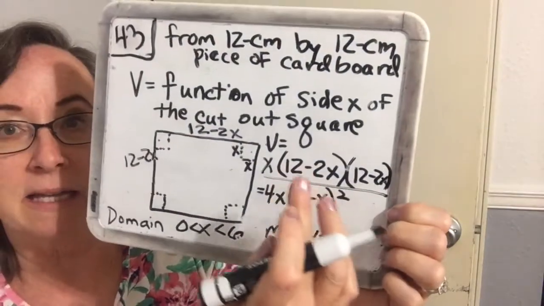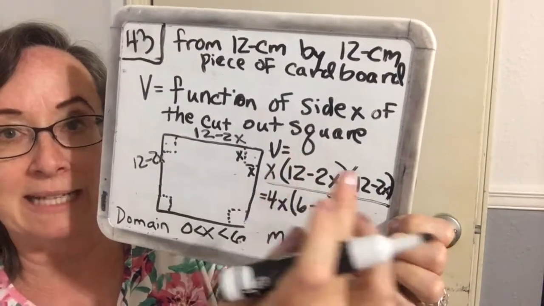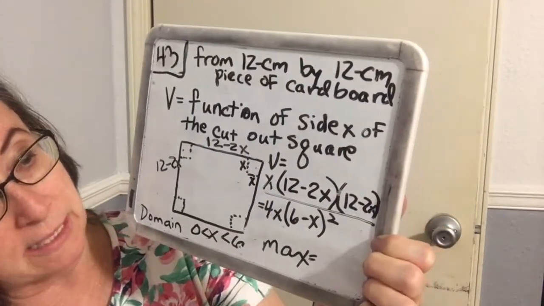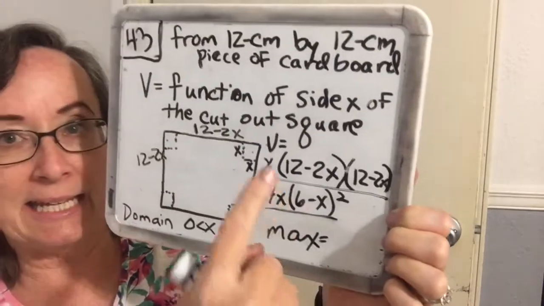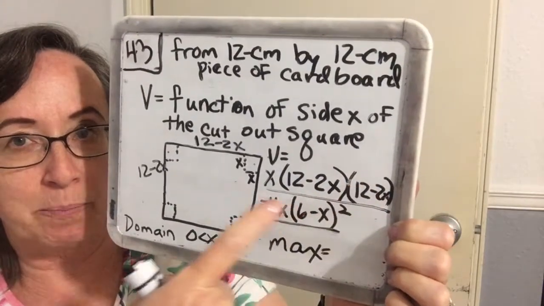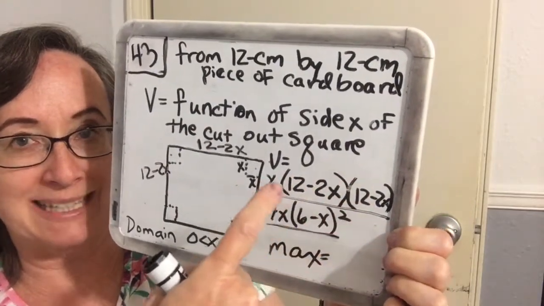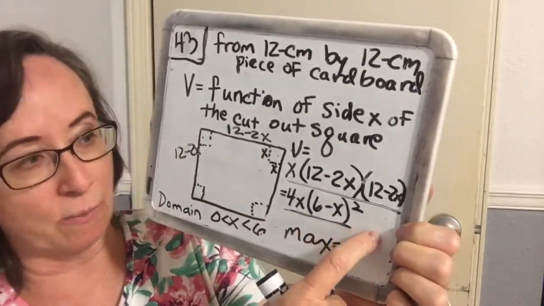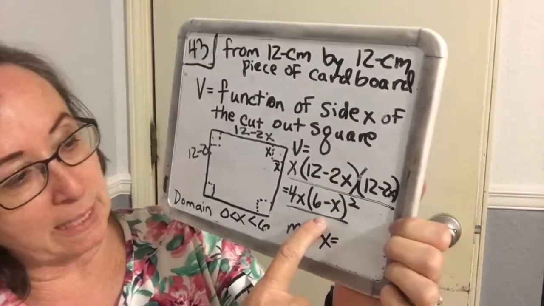Okay, so x times 12 minus 2x, 12 minus 2x. So side times side times box height, there is the volume of the box. And then we can simplify that because this comes from taking a 2 out of this one and taking a 2 out of this one and pulling it out to the front. So we get 4x. And then each one of these becomes a 6 take away x. And so we have 6 take away x squared. So this is the simplified version of our volume formula.